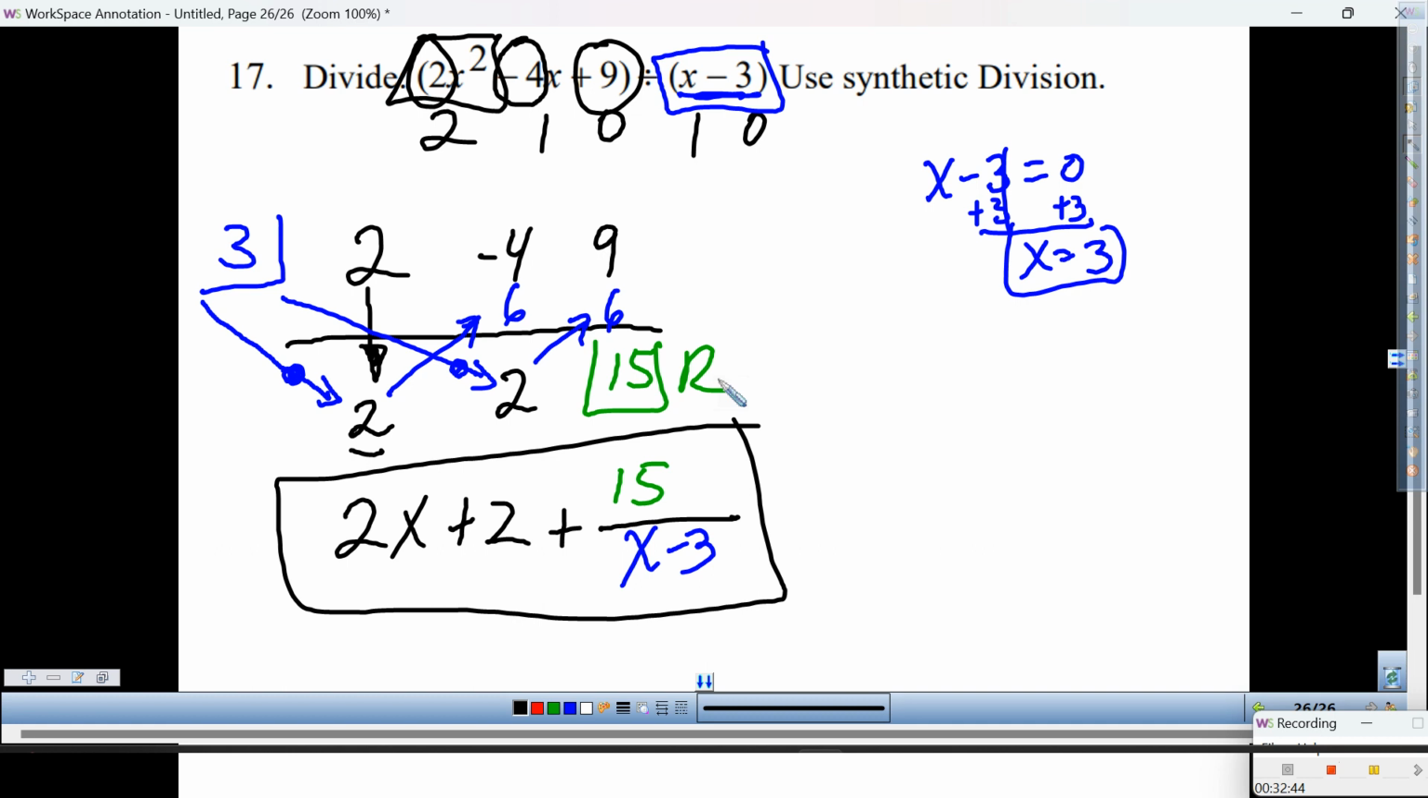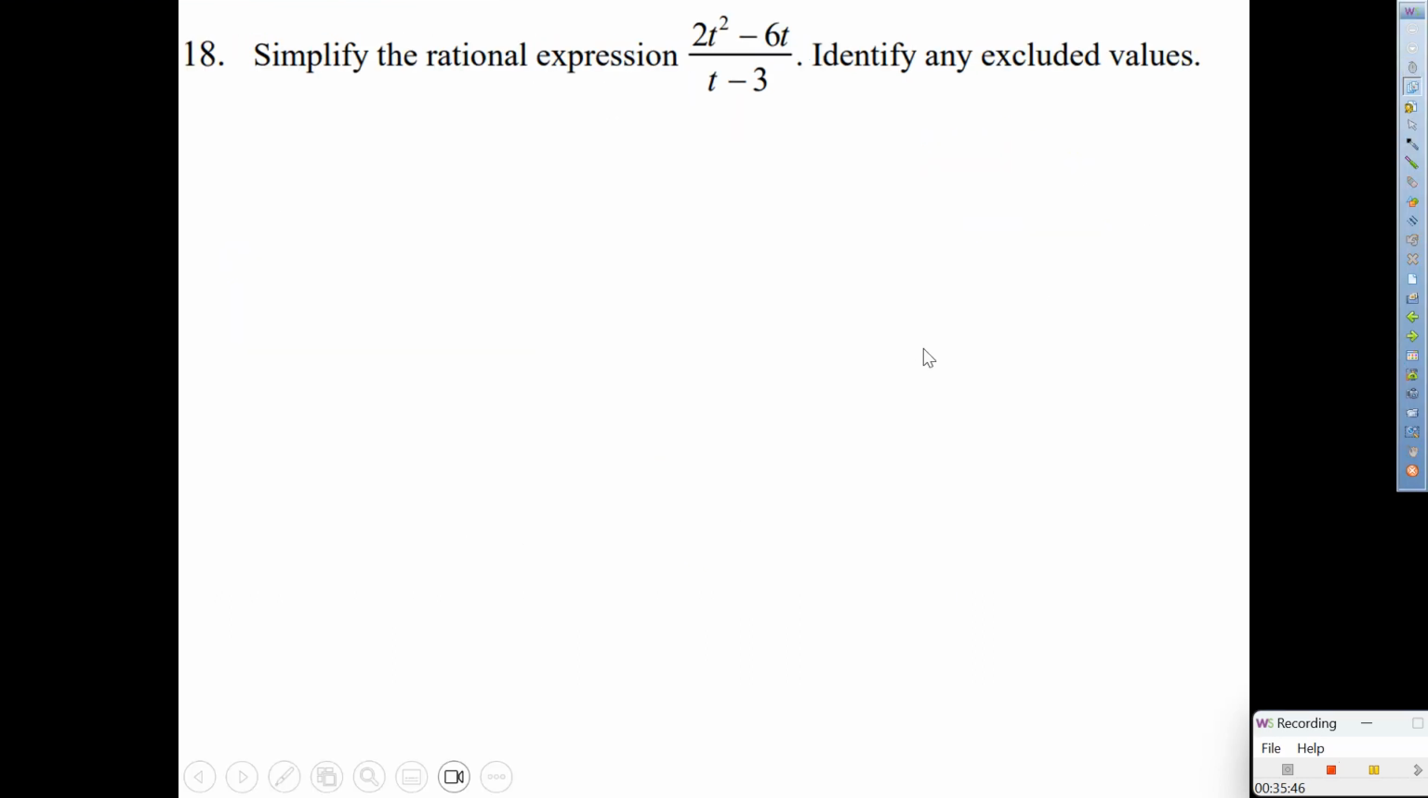I like these two. These are pretty good. Are we doing good? Yes? All right. Go to number 18. 18.